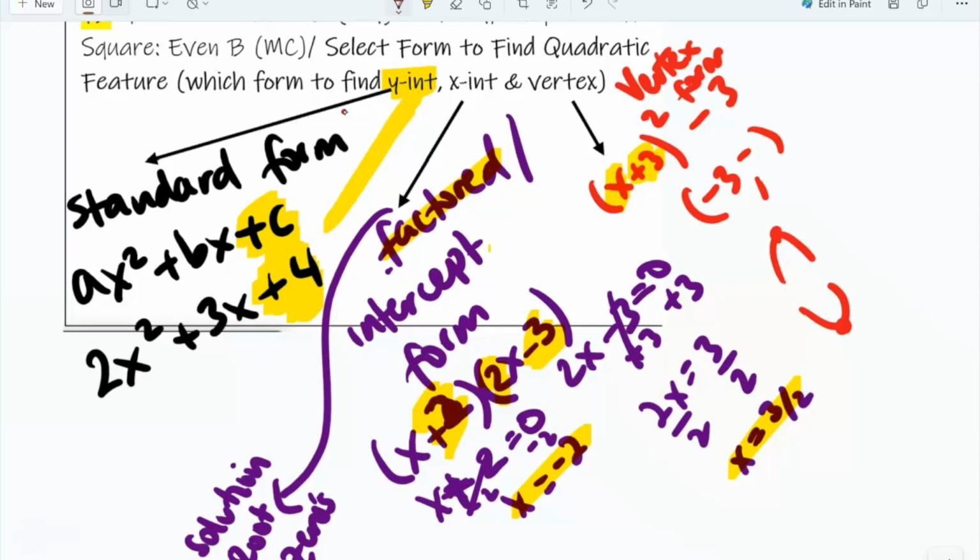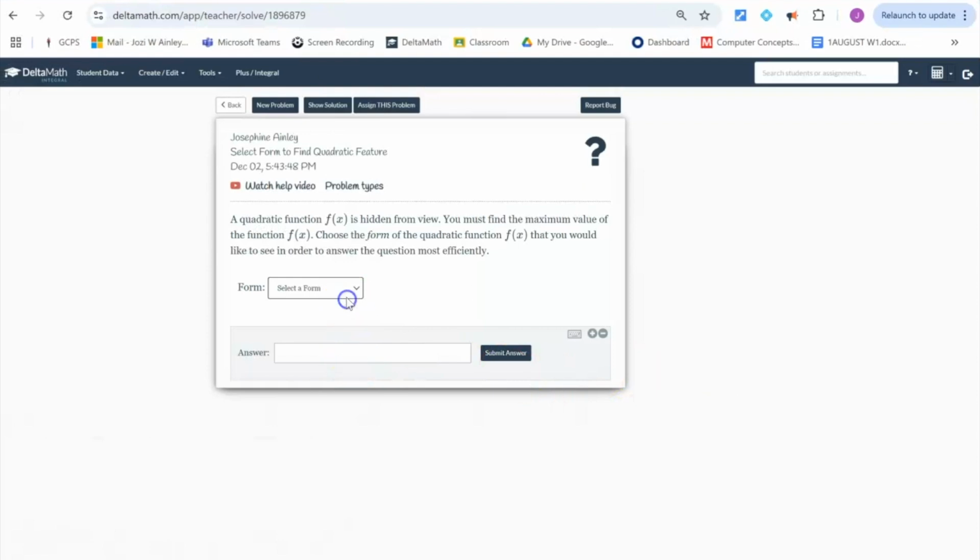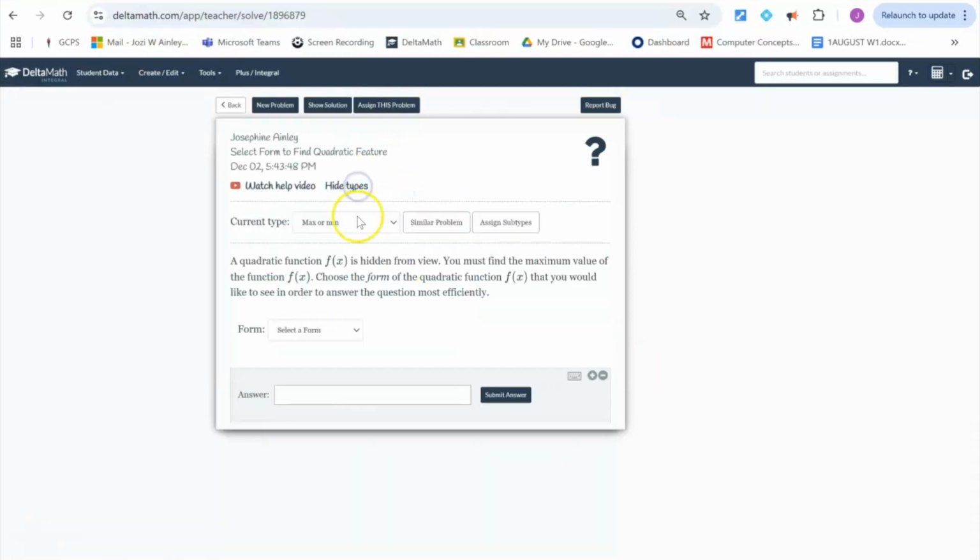Anything outside the parentheses, leave it as is. So -3, -3. So this is just a quick recap, really fast, on how to find it. Now I'm going to go into your Delta Math and just show you, instead of typing stuff into the calculator, and sometimes I've seen them put both forms are correct, but you have to choose it. You need to go ahead and just know what it is.